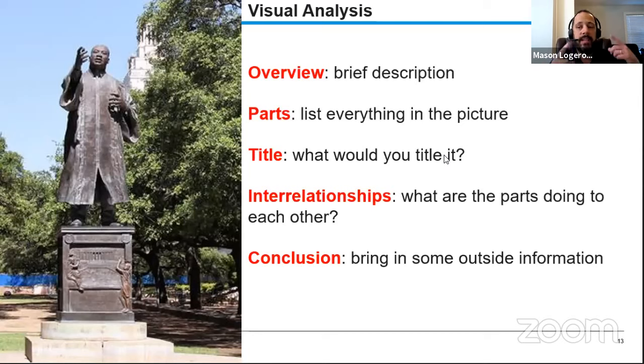Interrelationships. I want you to take some of the parts and ask how they are interacting with each other. What are they doing to each other? Did one cause the other? Is one affecting another? Is one maybe a continuity or a change of some sort? Let's talk about interrelationships between the parts. And then in the conclusion, that's when you start bringing historical information to bear. Bring in some outside information, something that you can't see in the picture that's going to help you to better understand the picture.